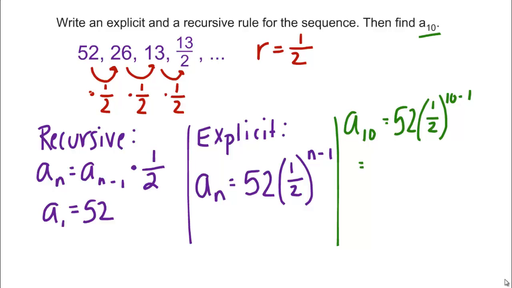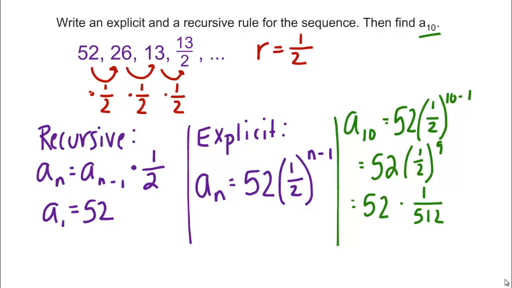If I simplify that, that's 52 times 1/2 to the 9th. Now think about what it means to raise 1/2 to the 9th power. That's 1/2 times 1/2 times 1/2, etc., 9 times, or it's 1 over 2 to the 9th. And we get 1/512th. So our 10th term is 52 over 512.